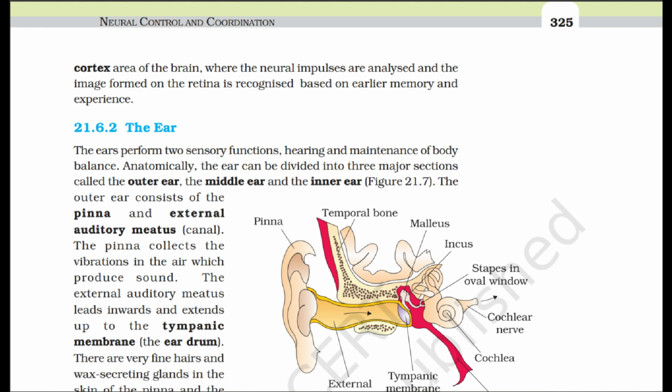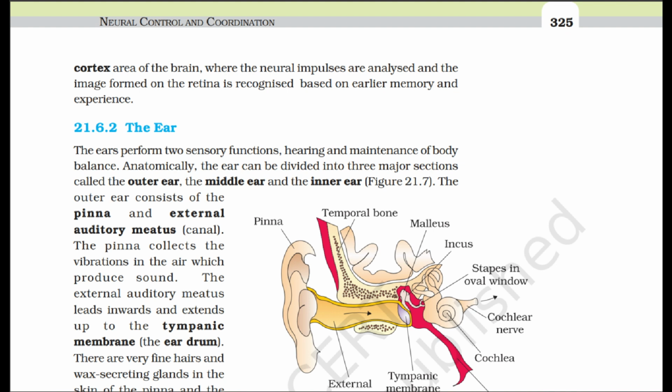The ear. The ears perform two sensory functions, hearing and maintenance of body balance. Anatomically, the ear can be divided into 3 major sections called the outer ear, the middle ear, and the inner ear. The outer ear consists of the pinna and external auditory meatus (canal). The pinna collects the vibrations in the air which produce sound. The external auditory meatus leads inwards and extends up to the tympanic membrane, the eardrum.